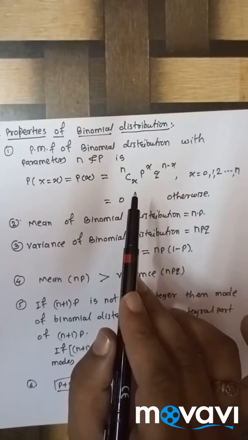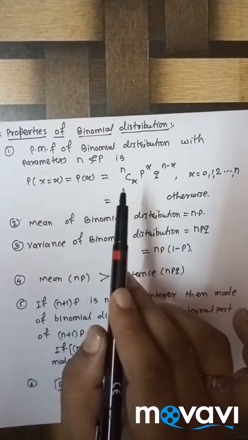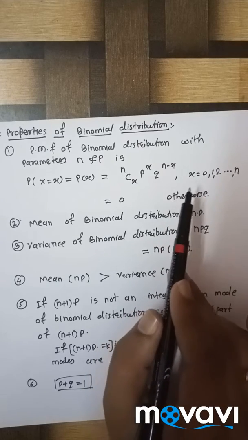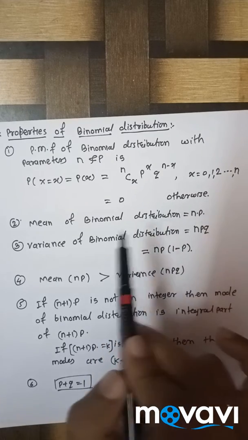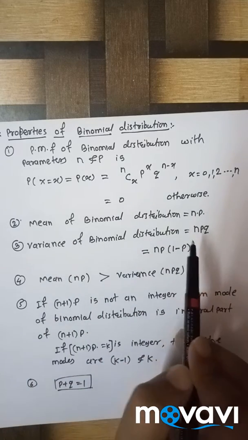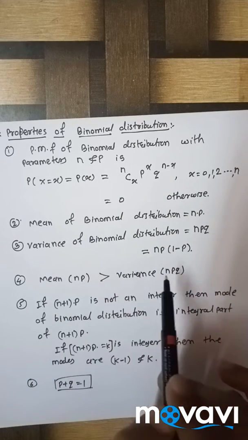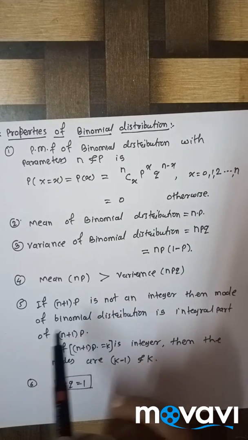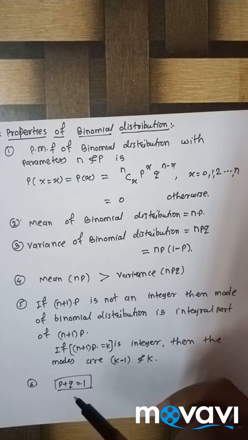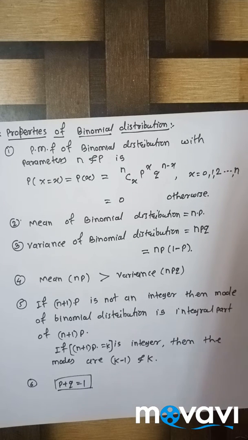As we have discussed, the P.M.F of binomial distribution is nCx p raised to x q raised to n minus x, if x is 0 up to n, and otherwise 0. Then properties: mean of binomial distribution is np, variance is npq, mean is always greater than variance, and p plus q is equal to 1. These are some properties of binomial distribution. Then we will see some examples.